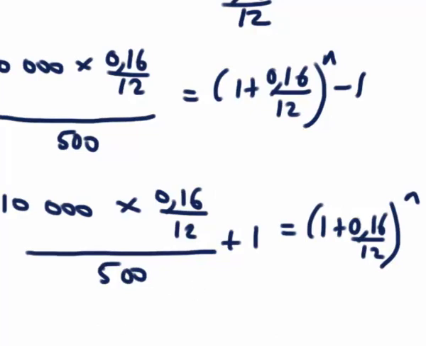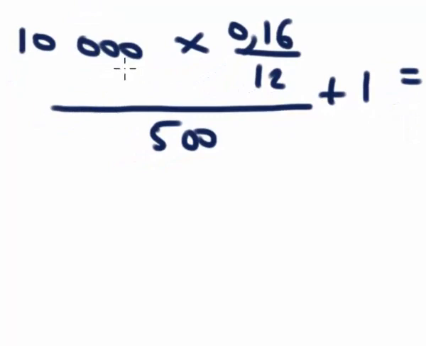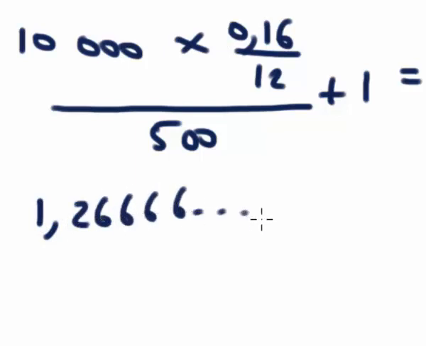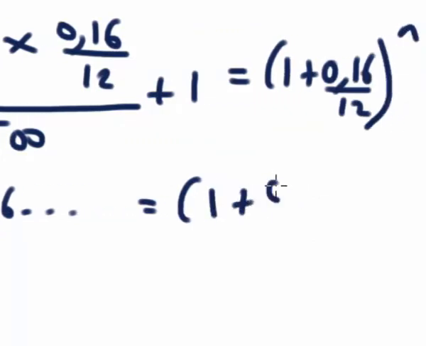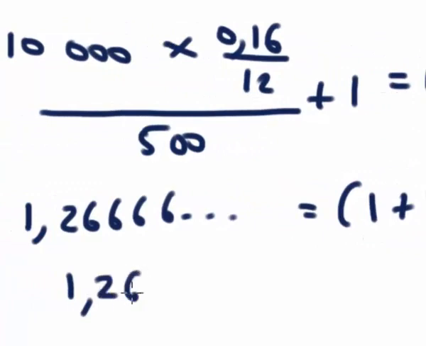Now let's have a look. If we work out this mess in the calculator, what are we going to come to? Let's do it together. 10,000 multiplied by 0.16 over 12 divided by 500, and then we add the 1, to give me 1.26 with the 6 recurring, which is equal to 1 plus 0.16 over 12 to the n. So it's really 1.26 recurring is equal to this.